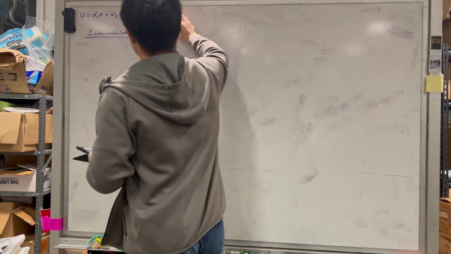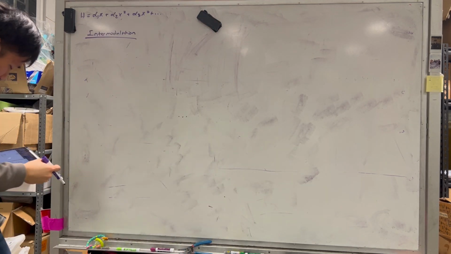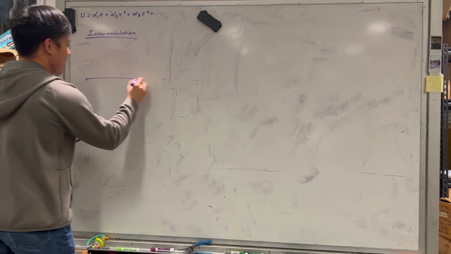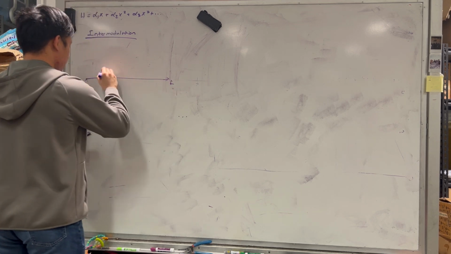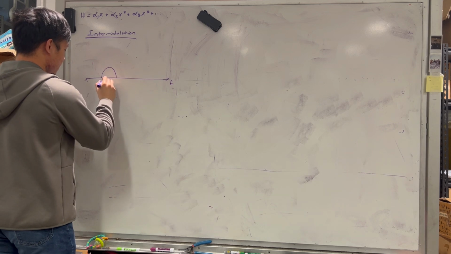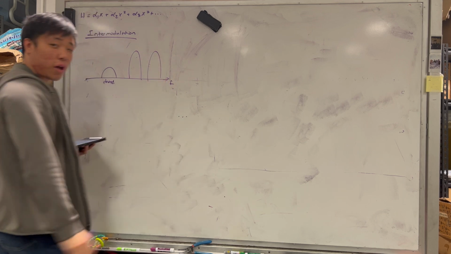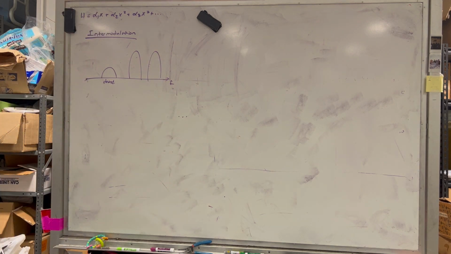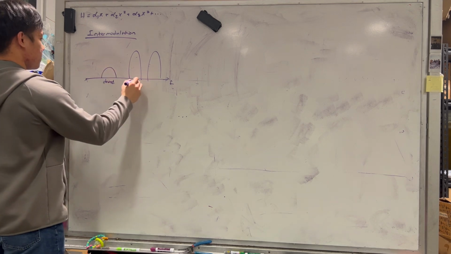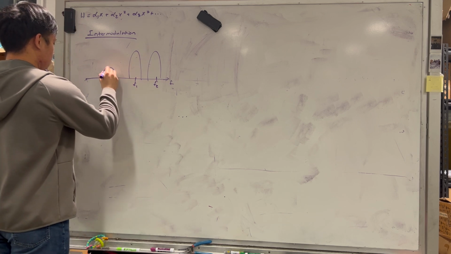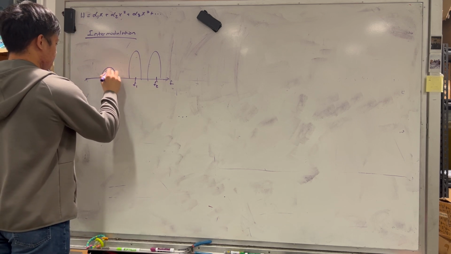Okay. Intermodulation, here we go. Yeah, so this happens when you, let's say you have your desired signal here. And let's say you have two blockers, right? Now, let's say this is F1, F2, and let's say this is like FC for now.